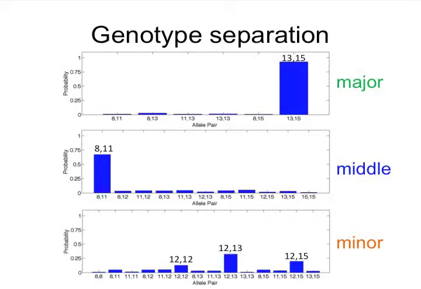At each locus, at each location, there are 100 possible allele pairs. And you can see for each of these contributors, it has been narrowed down. For the major and middle, it's basically narrowed down to 1 allele pair possibility. And for the minor, you're now only looking at 3 strong allele pair possibilities.